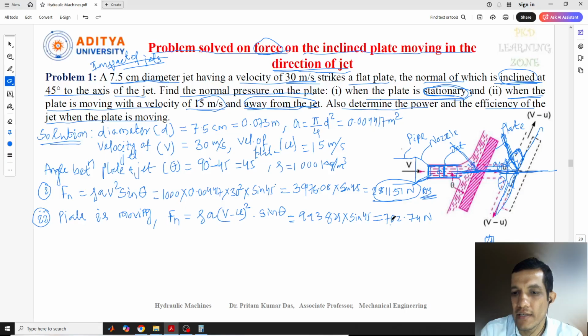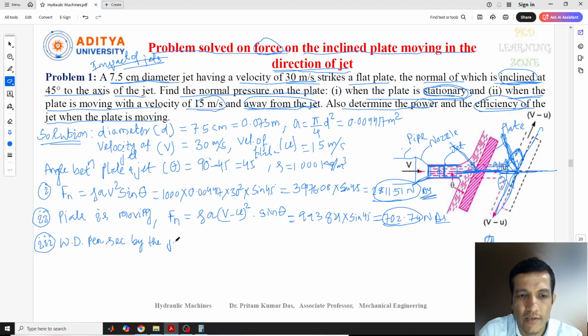Okay, so these are the two answers for the first two points. Now the third point is given, also determine power and efficiency. To calculate the power, first of all we need to identify the value of work done, the value of work done per second by the jet. So what I'll write, the work done per second by the jet.